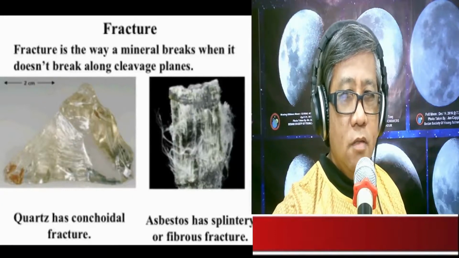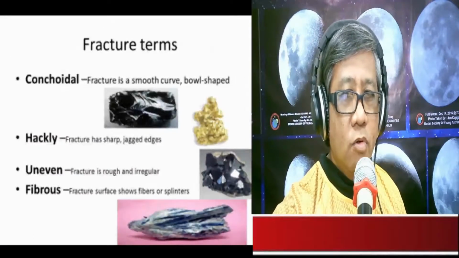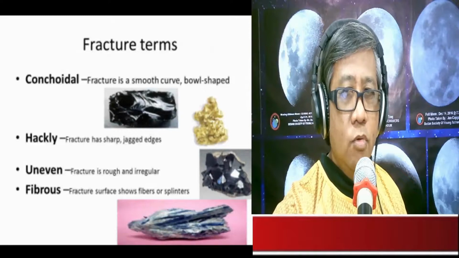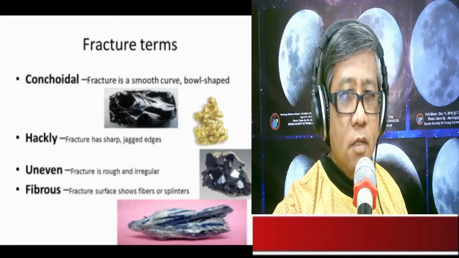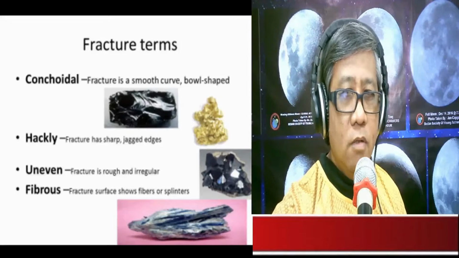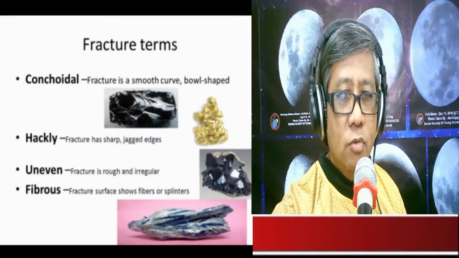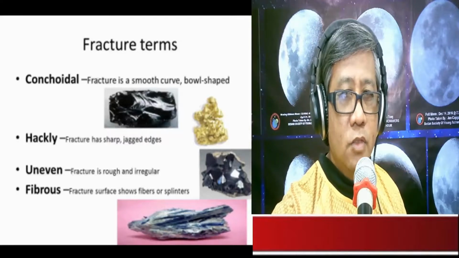So let us now identify the types of fractures. So first we have what we call conchoidal. So when you say conchoidal fracture, the fracture is a smooth curve and bowl shaped. Okay, another type of fracture is called hackly. The fracture has sharp, jagged edges. And we have what we call uneven. The fracture is rough and irregular. And we have fibrous. The fracture surface shows fibers or splinters.